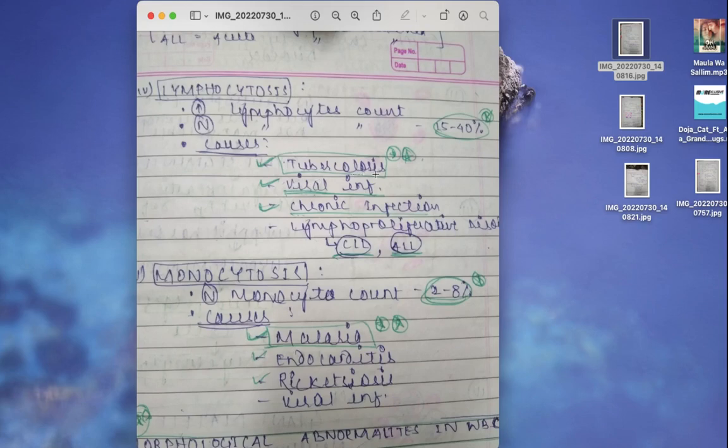Tuberculosis, again, is a chronic infection. Acute infection was neutrophilia. So this is lymphocytosis. So here will be tuberculosis. You have to remember this. This can be a very potential MCQ and a good point to remember. Very easy. Just remember tuberculosis. It is a chronic infection.